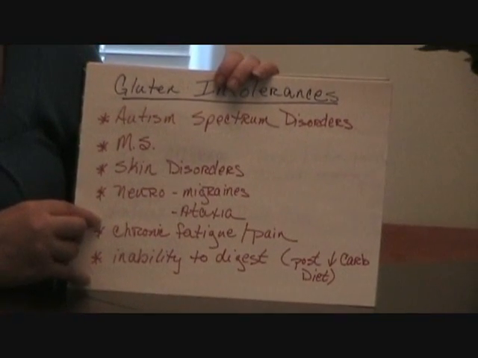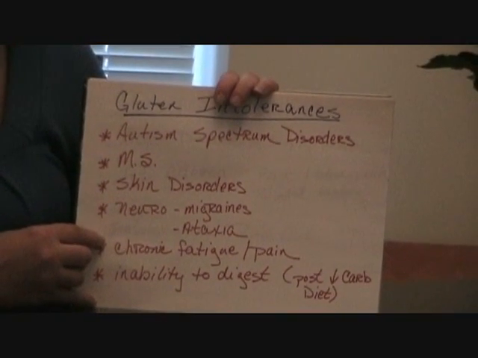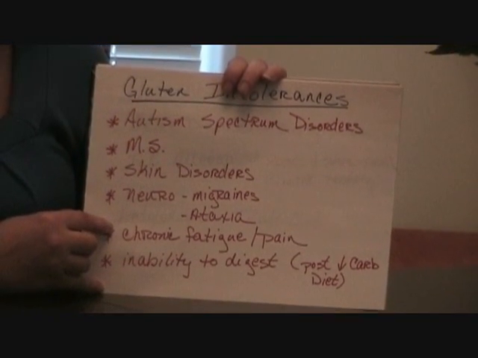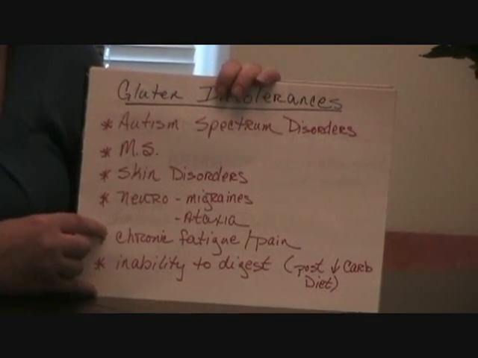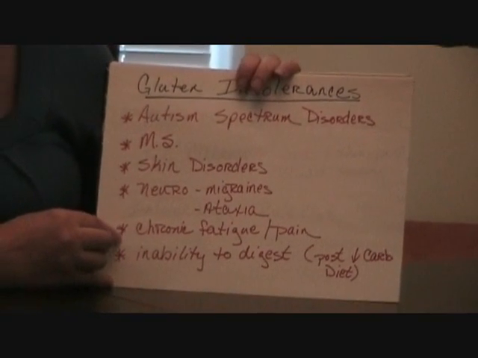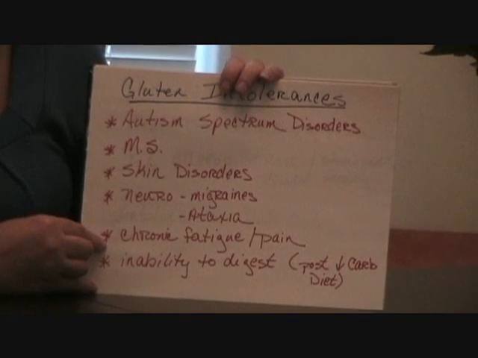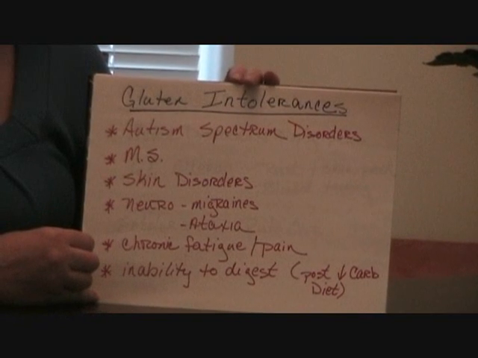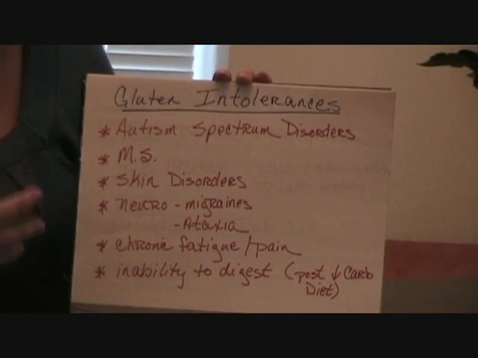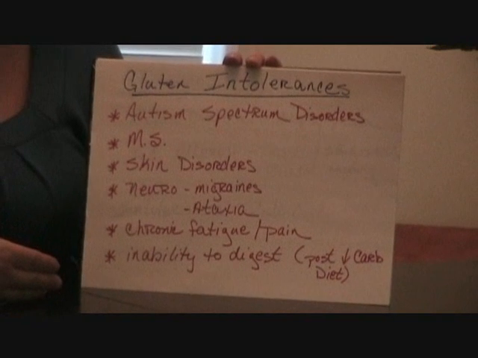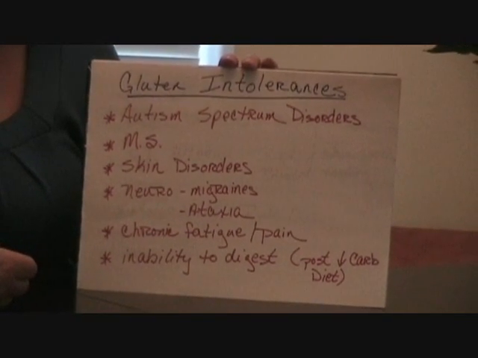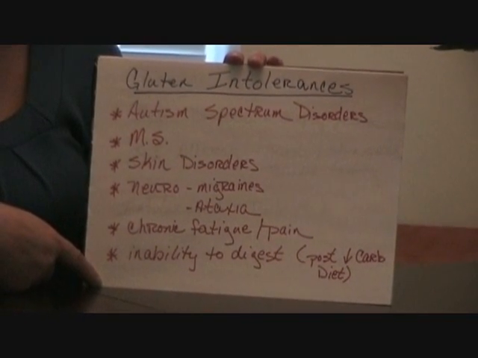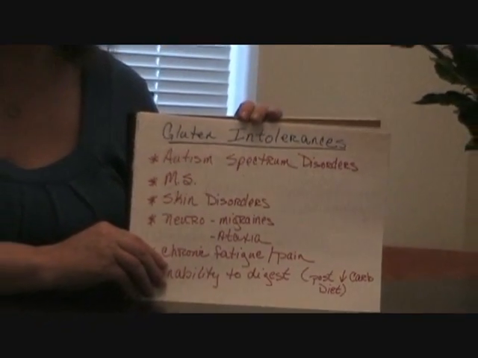There's also a condition called ataxia, and sometimes this is associated with celiac disease, and sometimes it's not. There is a condition called gluten ataxia that is not associated with allergies or celiac disease. And of course, there are a lot of people with chronic fatigue, chronic pain syndromes, or just plain the inability to digest the gluten. We don't know why these people have this problem, but they don't digest it well. These are all types of gluten intolerances that are not truly celiac disease.